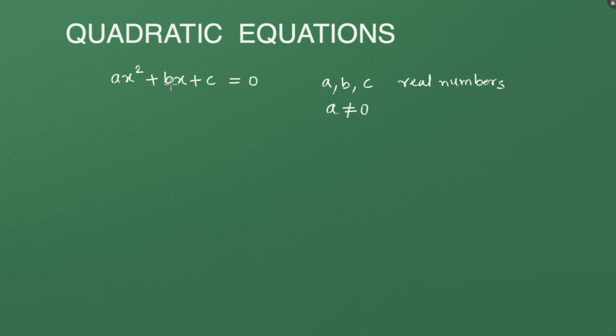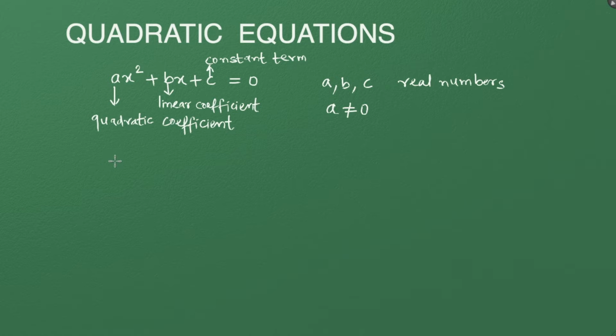a and b are the coefficients of x² and x respectively. Specifically, a is called the quadratic coefficient, b is called the linear coefficient, and c is the constant term. So actually, a quadratic equation is a polynomial with highest degree 2.